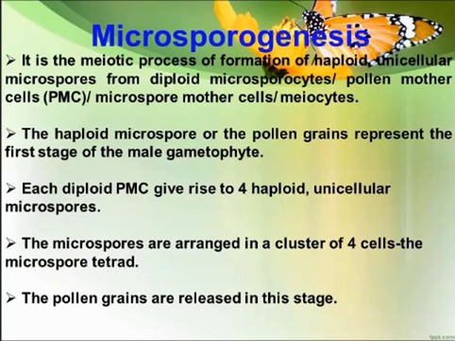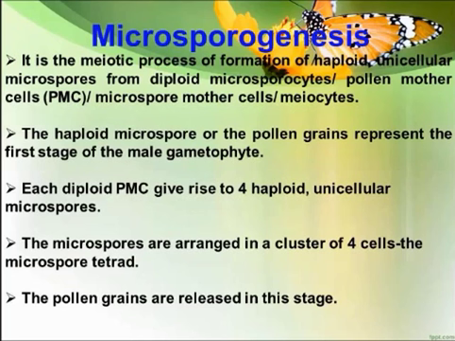So let's first begin with the microspores. As the anther develops, the cells of the sporogenous tissue undergo meiosis to form microspore tetrads. These microspores are basically haploid unicellular structures that develop from diploid microsporocytes. The microsporocytes are also called pollen mother cell or microspore mother cell.